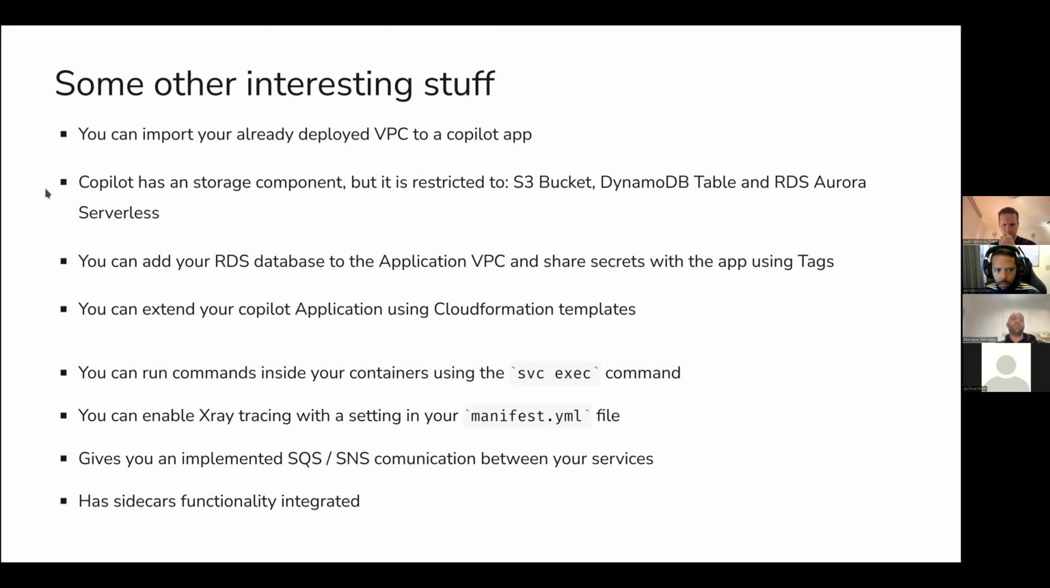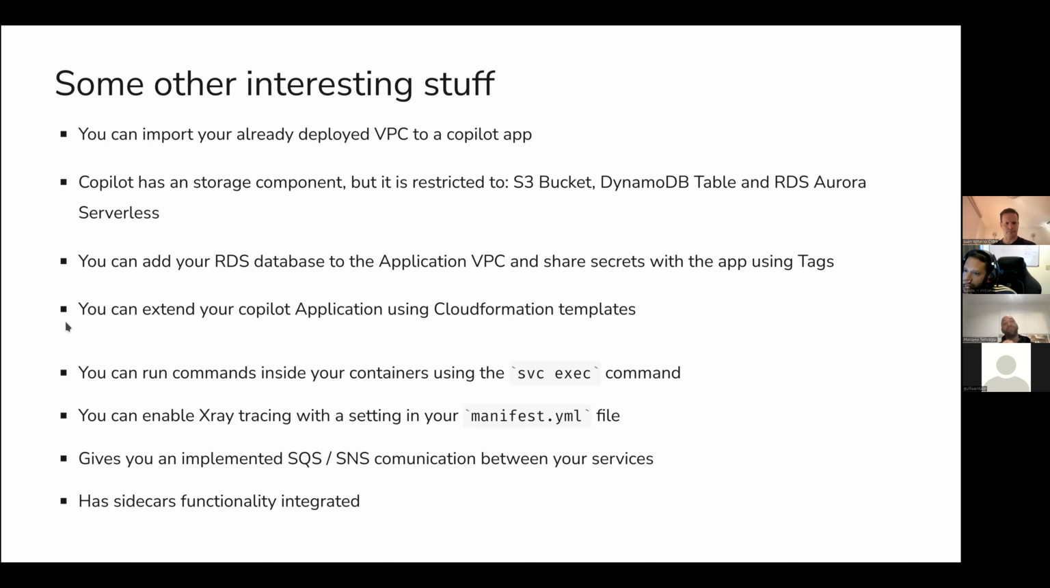Related to storage, Copilot has a storage command, but this is restricted to S3 buckets, DynamoDB tables, and RDS Aurora Serverless. So in our project, we needed to add a traditional RDS database. So how can you do that? You can add just the RDS database to the application, and you can share the secrets to access that database just using tags. You can add tags to the resources that your application needs to access, and Copilot will just give access to them.